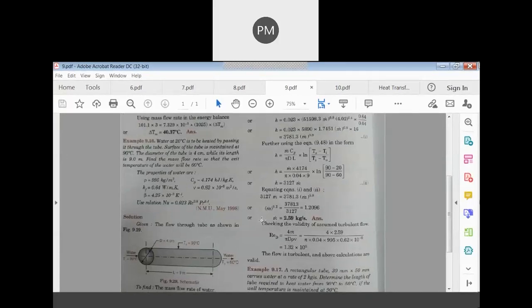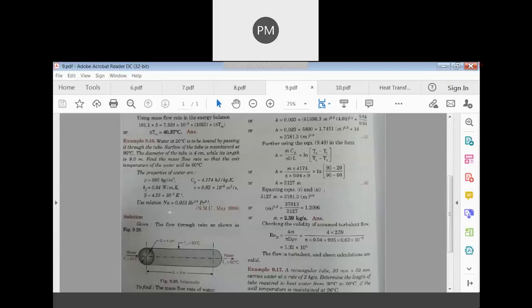Move on to next problem. Water at 20 degrees Celsius is to be heated by passing it through the tube. Surface of the tube is maintained at 90 degrees Celsius. The diameter of the tube is 4 centimeter while its length is 9 meter. Find the mass flow rate so that the exit temperature of the water will be 60 degrees Celsius. And also the properties of the water have been given directly: 995 density, Cp, thermal conductivity, kinematic viscosity, and I think beta also has been given. I think we don't require this.